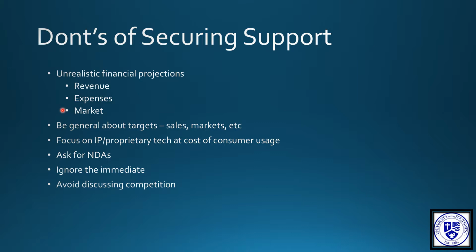We don't want to overstate or understate the market for our product. We want to be realistic about any type of projections, because those are going to obviously be realized at some point or another. We're going to have to compare actual performance to projected performance. We don't want to be general or generic about our targets, either our sales targets or the markets that we're aiming to serve. We want to be very specific.